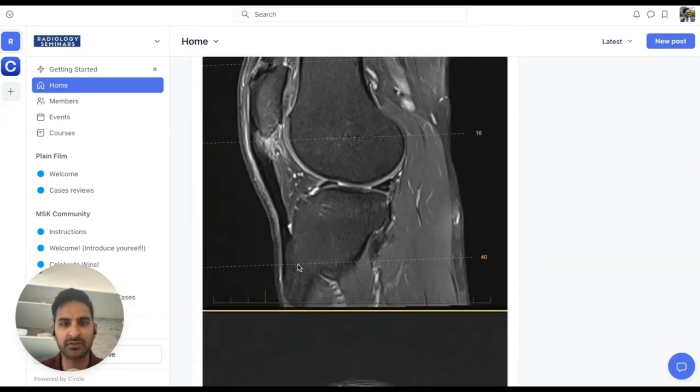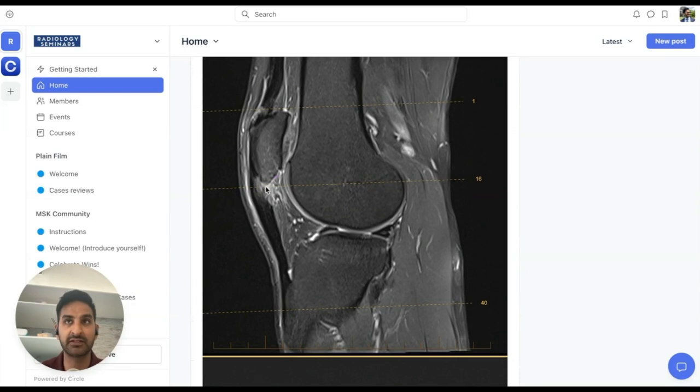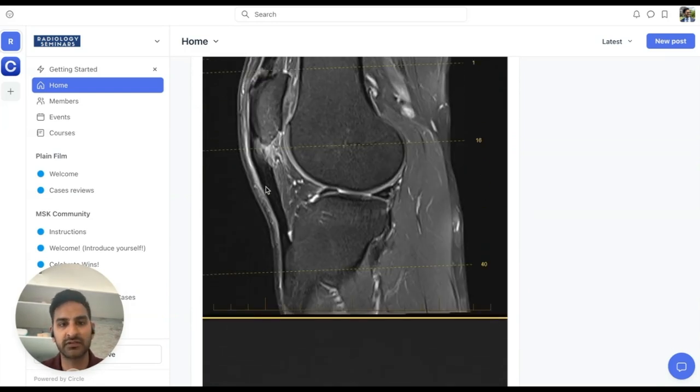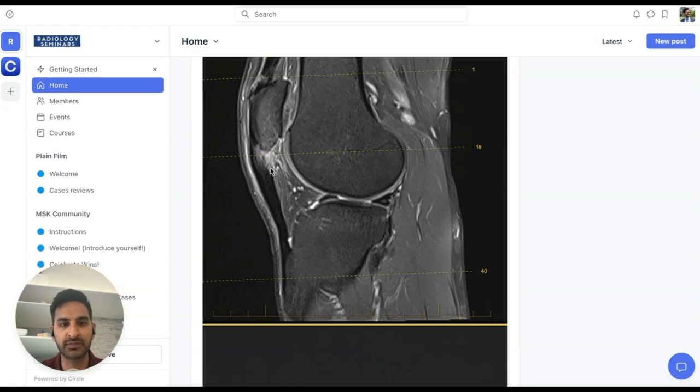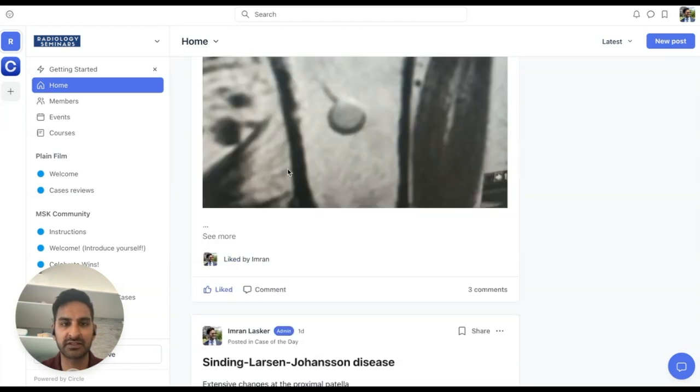This one, yeah, I thought this is quite good because you've got a bit of inflammation there, a little bit different from the Osgood-Schlatter. This is going to be Sinding-Larsen-Johansson, where you've got a bit of inflammation in the proximal patella, and you can see a bit of tendinosis there as well.